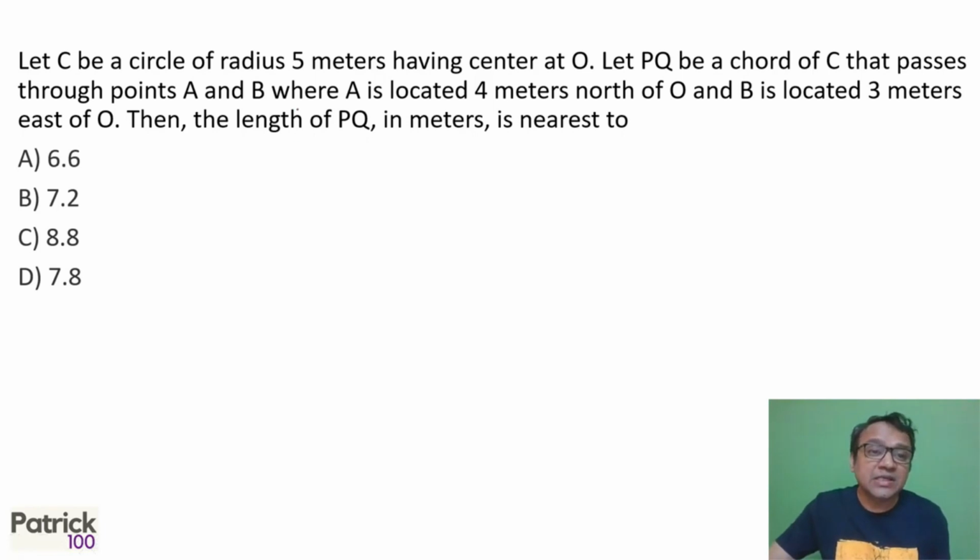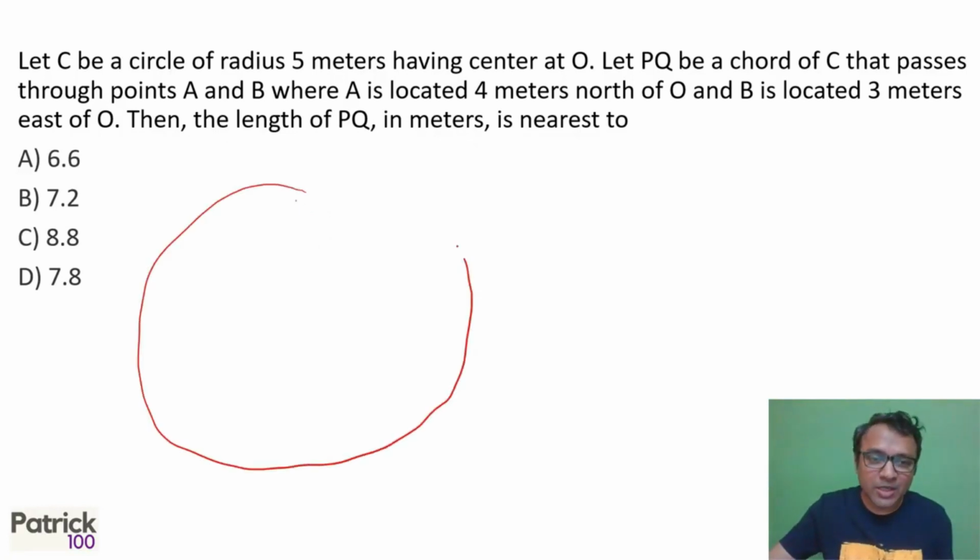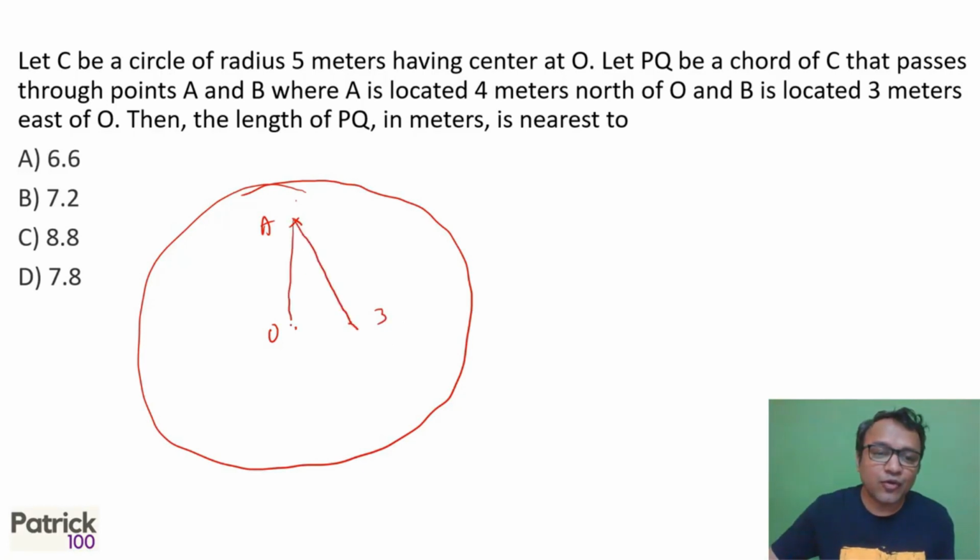Let C be the circle of radius 5 meters having center O, and PQ be the chord that passes through points A and B. I prefer drawing the geometrical figure if it's a little complicated. So radius 5, and A is located 4 meters north of O. O is the center of the circle, A is located 4 meters north of O, and B is located 3 meters east of O. So you can technically make out that this whole length is 4, 3, so this will be 5.